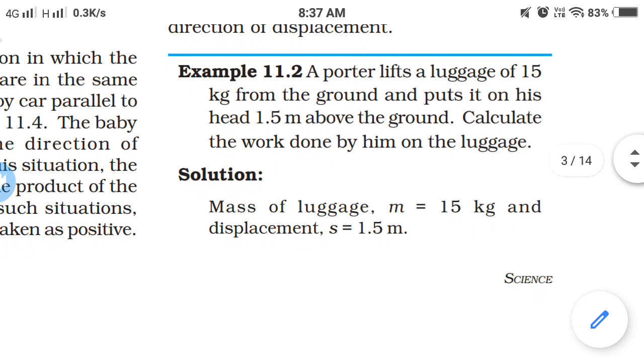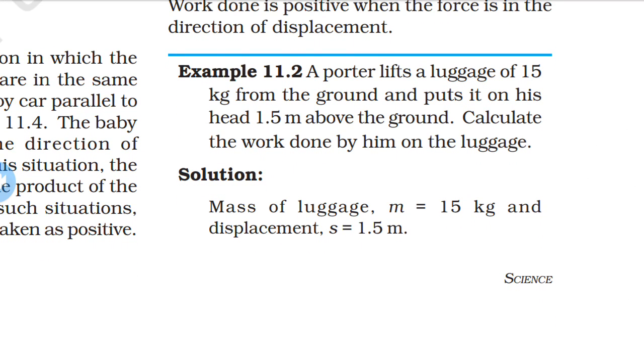Okay, good morning friends. Chapter number 11, Work and Energy. Today we start the example 11.2.